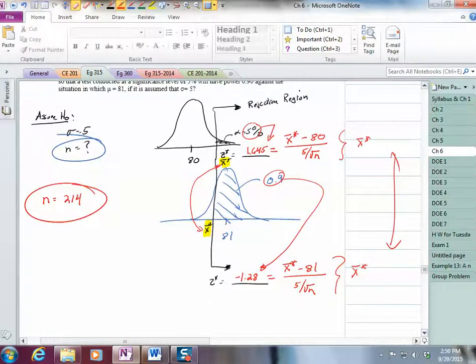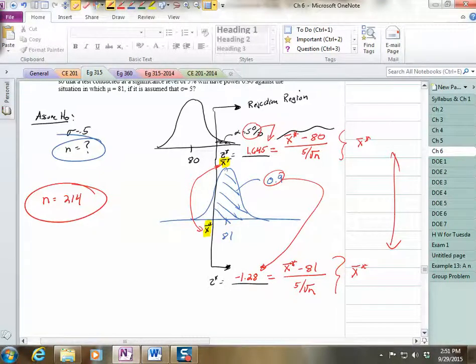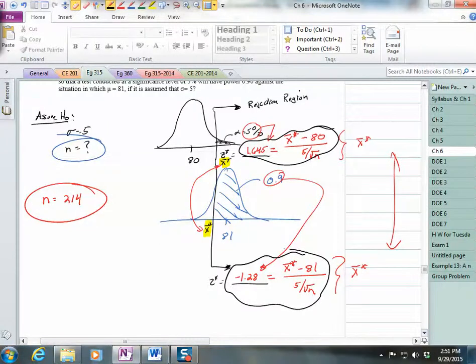Does everyone see the two equations and how we got them? This is one equation. This is another equation. They both have x bar star and n. The same x bar star, the same n in both equations.